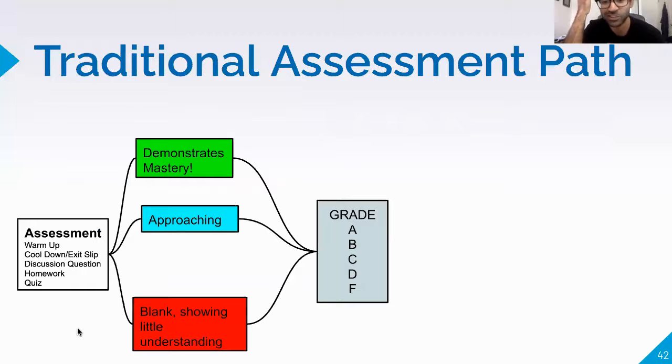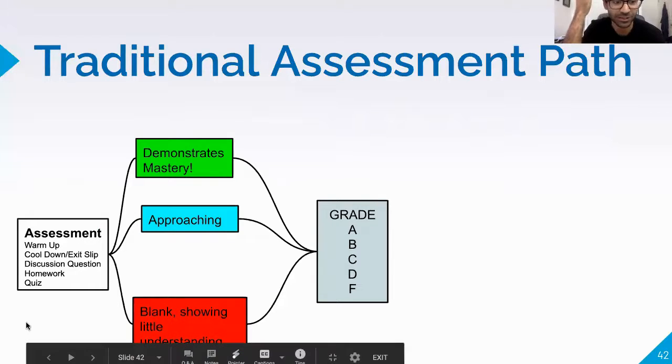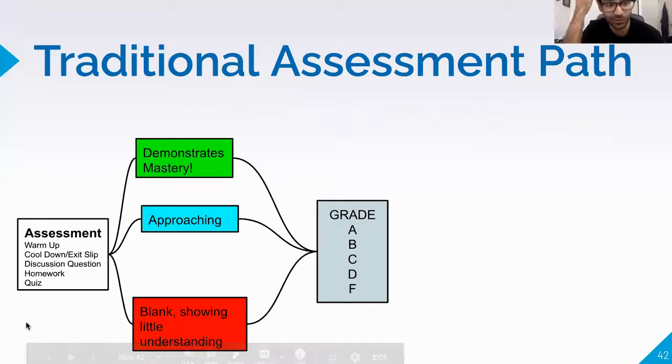All right, so this is what a traditional assessment path might look like, or the one I think I experienced a lot of when I was in school, is you get some form of assessment. It could be a variety of things. It could be a warm-up, a homework assignment, a quiz or test, and then something happens, right? Either we do really well on it, we demonstrate mastery, cool, we get our A, right? Or maybe we're approaching, and it's always been interesting to think about where that lands for a grade, because it could be anywhere from a B to a D. And then you show little or nothing, and then you're in that F range, right?